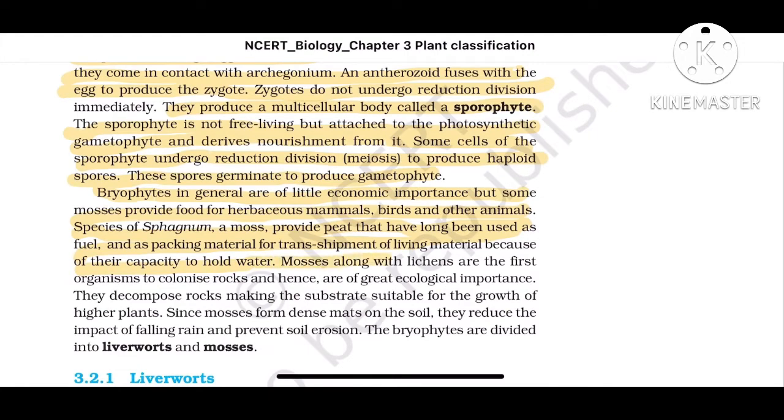Mosses, along with lichens, are the first organisms to colonize rocks and hence are of great ecological importance. They decompose rocks, making the substrate suitable for the growth of higher plants. Since mosses form dense mats on the soil, they reduce the impact of falling rain and prevent soil erosion. The bryophytes are divided into liverworts and mosses.